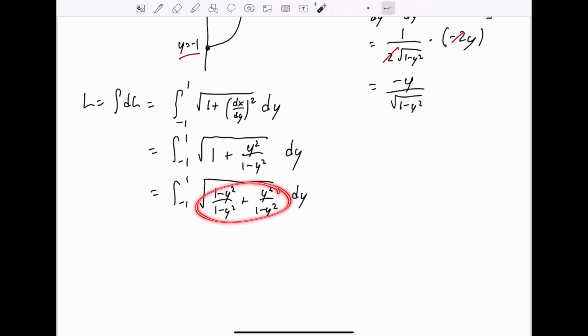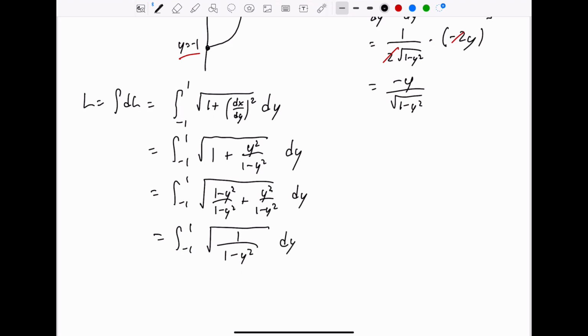Now I can add these fractions together. So I add the numerators now, and I have 1 minus y squared plus y squared, while the y squareds cancel. So this is the integral of the square root of 1 divided by 1 minus y squared. Now, when I take the square root of the fraction, I could write this as the square root of 1 divided by the square root of 1 minus y squared. So this simplifies a little further. It's the integral of 1 divided by the square root of 1 minus y squared with respect to y.